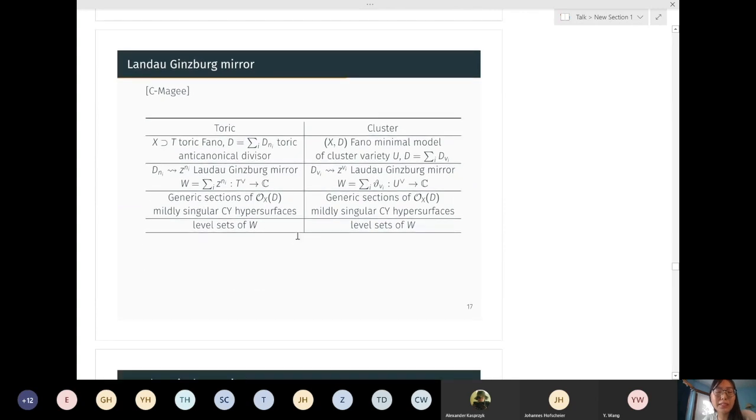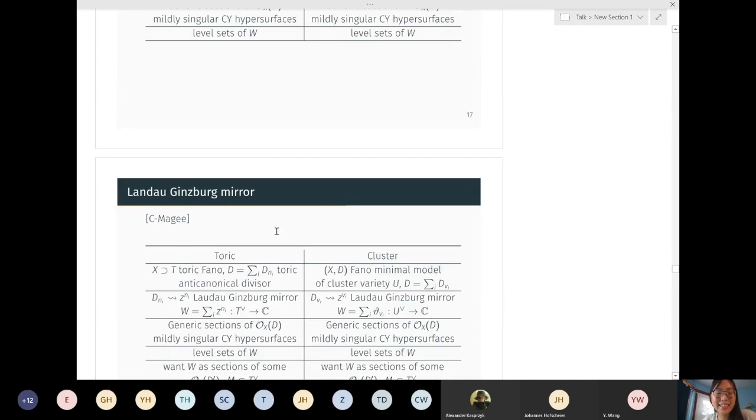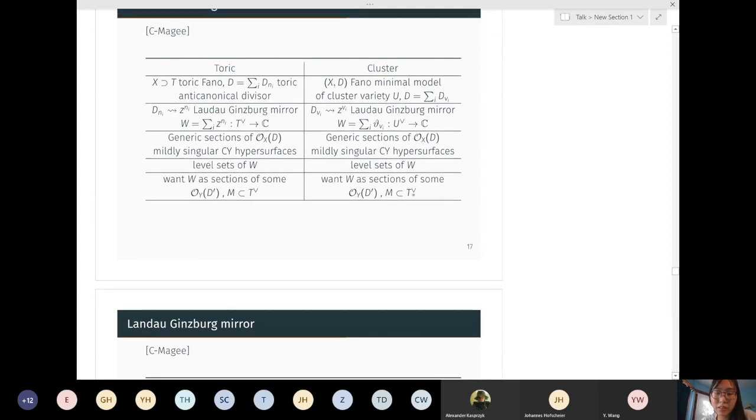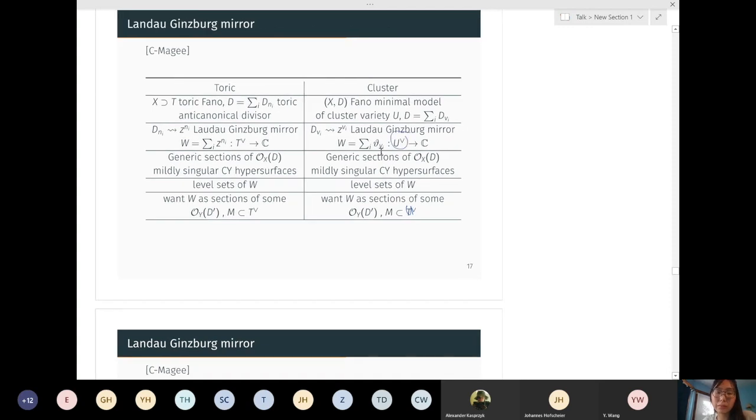But here we are talking about a hypersurface, so the very natural thing is we can think about the level set of this superpotential. And then the thing for mirror is we want to see this W, this function, as a section of some mirror space, some mirror pair here, so we want a similar thing working here as well. Sorry, this is U-check as well, I just forgot, because here U is X minus D, and then this is the dual.